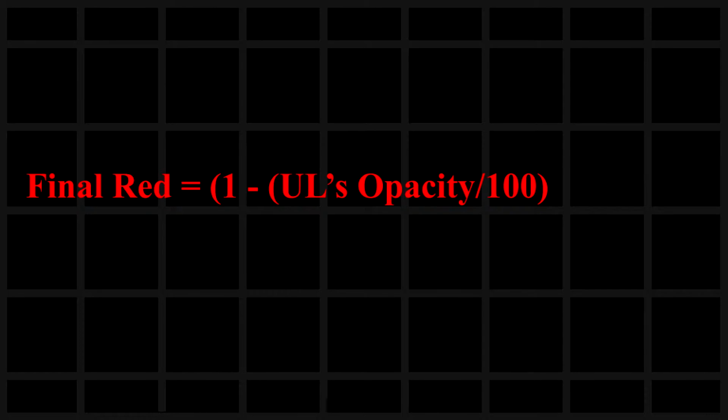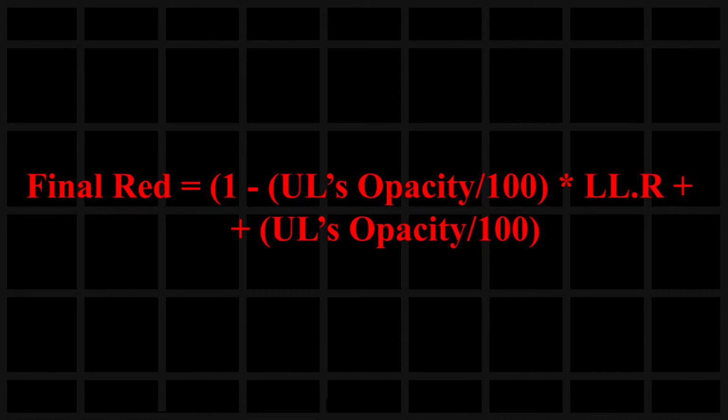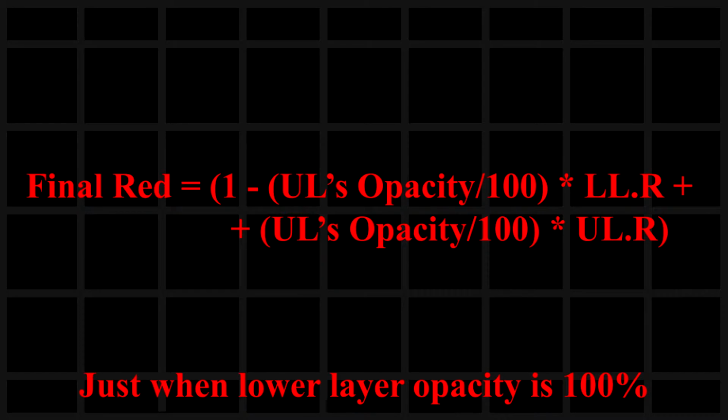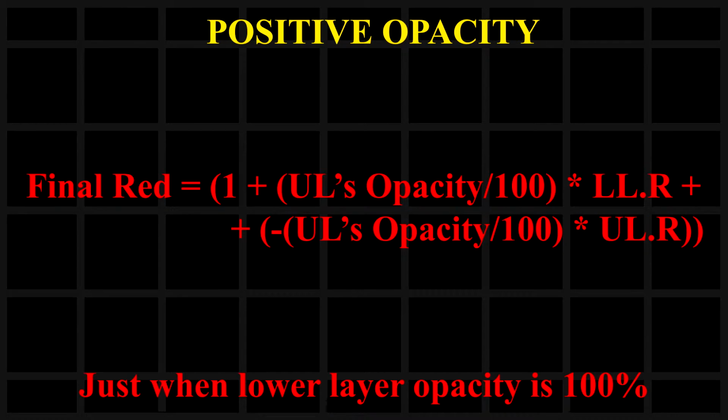And third, the key of everything is math. Let's see the mathematical equation. For example, the final value of red in the RGB is equal to (1 minus the opacity of the upper layer divided by 100) times the lower layer's red, plus the opacity of the upper layer times the upper layer's red. But this is when the lower layer is 100% opaque. That's for positive opacity. And here, if we put a minus, that's going to turn into a plus.